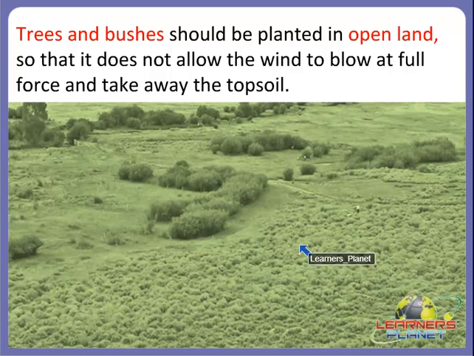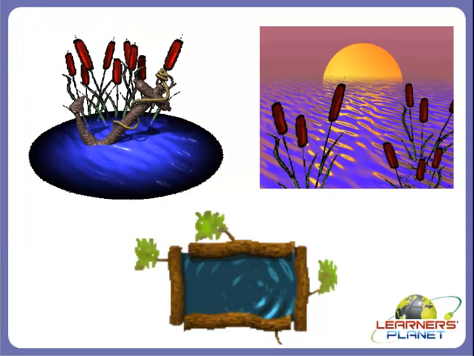As we saw before, by the action of wind and water, topsoil is removed. So how can we stop this topsoil from being removed? Yes, we should plant trees and bushes so that they do not allow the wind to blow at full force and take away the topsoil. So we will plant trees and bushes in open land. And this way we can protect the soil.